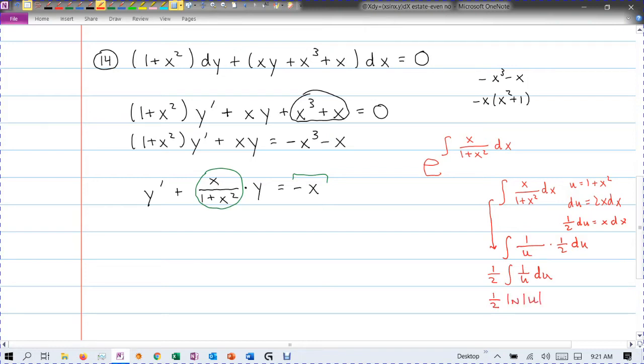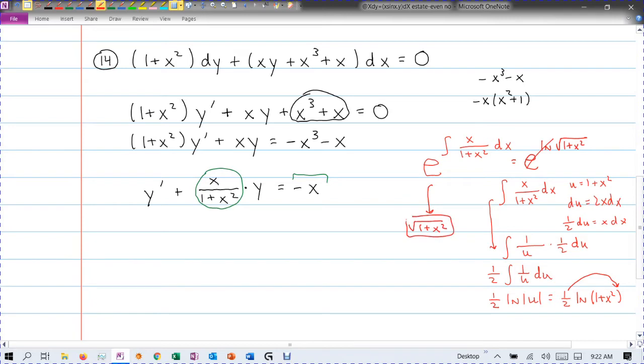Which is 1/2 natural log of the absolute value of 1 plus x squared. But I don't need the absolute value because 1 plus x squared is always going to be a positive number, so I don't have any domain issues here. And now we can go back up here and say this is e to the natural log of the square root of 1 plus x squared. All I'm doing there is taking that property, pushing the half up here, taking the square root, and the e and the natural log cancel out. So at the end of the day, our integrating factor is the square root of 1 plus x squared.